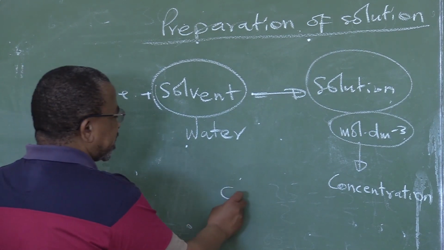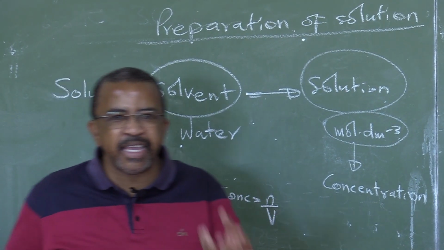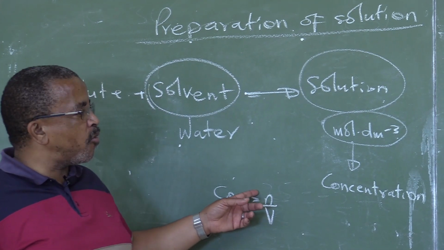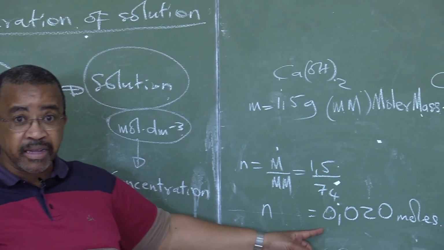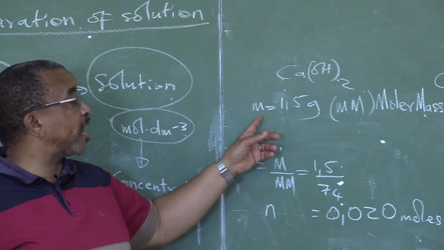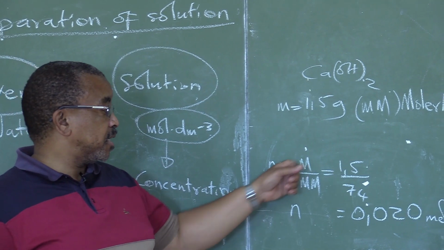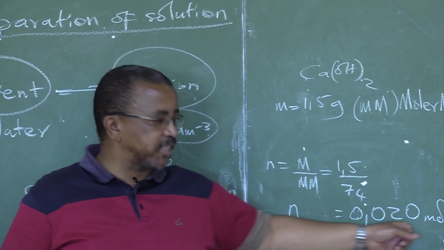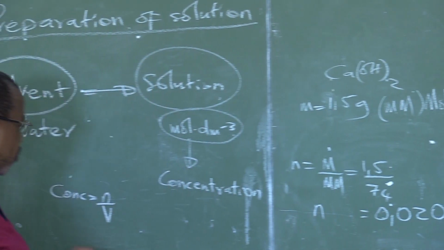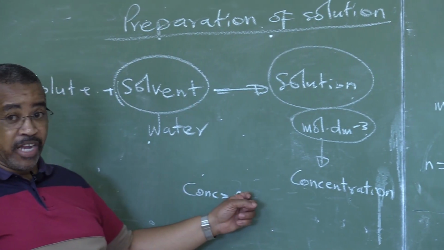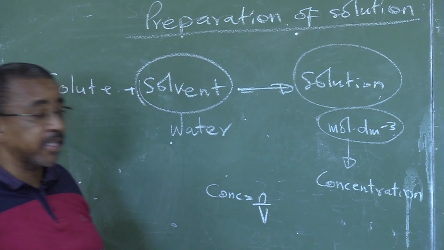In other words, concentration tells us the number of moles in a container, in a volume. Because when you add a mass of calcium hydroxide, you are adding that many moles, which is 0.02. The mass you add must be expressed in terms of number of moles. You say number of moles is mass over molar mass, then you get this number of moles. So when you add the 1.5, you are adding that many moles.